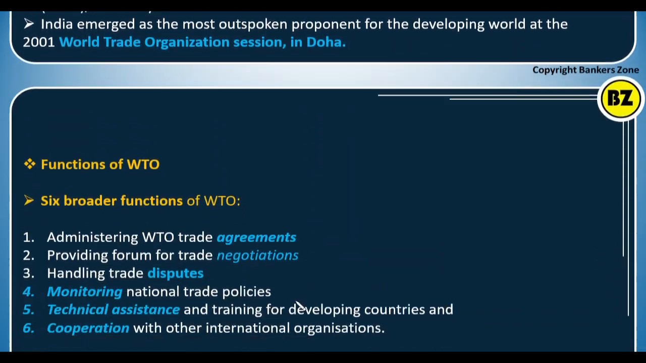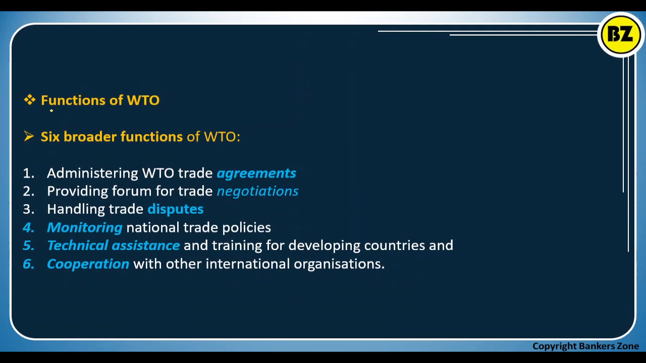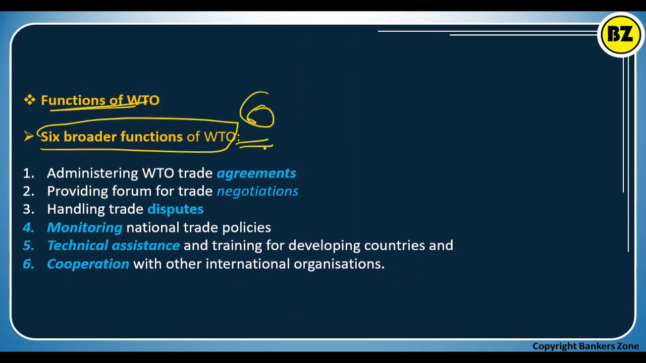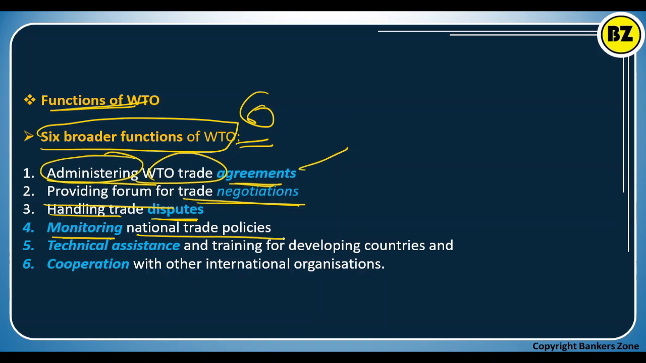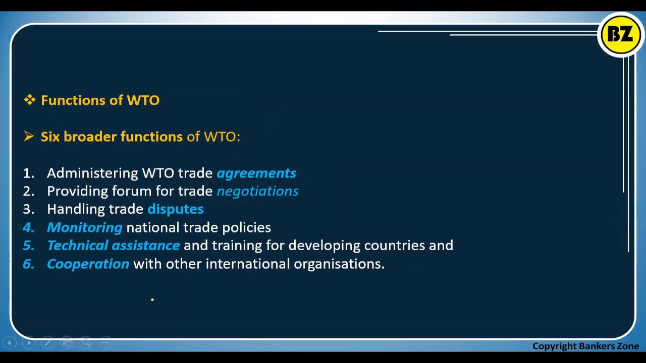Now apart from that, there are some functions which WTO performs. Broadly, there are 6 functions. First is administering the WTO trade agreements. The agreements between member countries are called WTO trade agreements, and they administer them. Then providing a forum for trade negotiations, handling trade disputes if any, monitoring national trade policies, technical assistance and training if required, and cooperation with other international organizations. So these are the 6 functions. You just go through it.